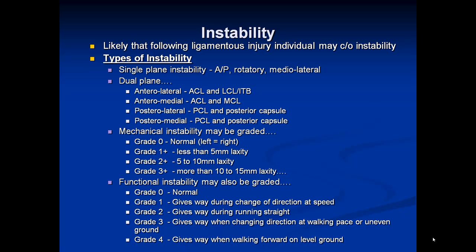And perhaps more useful to the clinician, functional instability can also be graded, with 0 being normal and right up to grade 4, where the instability occurs with giving way during functional activities such as changing direction while running straight, changing direction at walking pace, or giving way when walking forward on level ground.